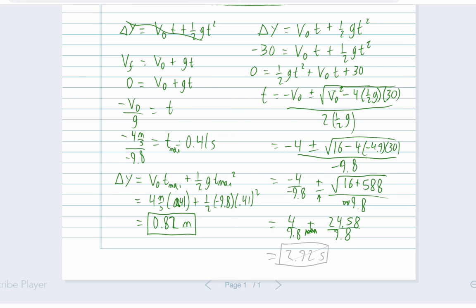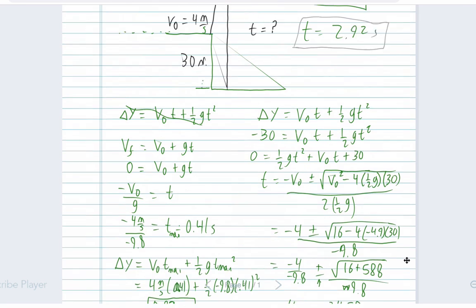Alright, so all we have left to do is 4 over 9.8 plus 24.58 divided by 9.8. And if Google search is working correctly, we should get that the total time for this trajectory is 2.92 seconds. Okay? So there we go. So what's the total time? Well, it's 2.92 seconds.